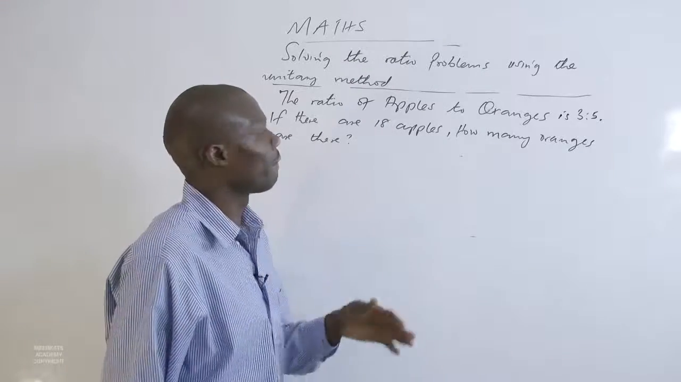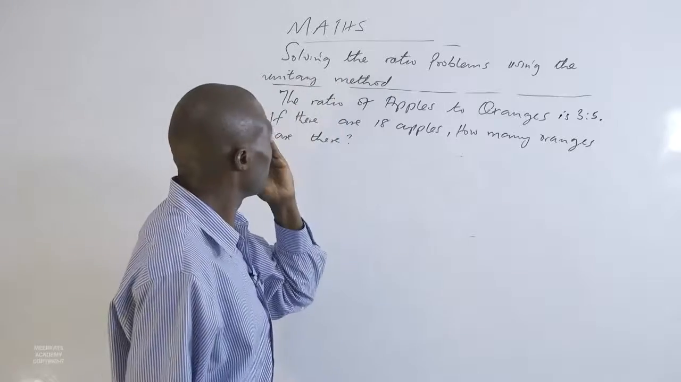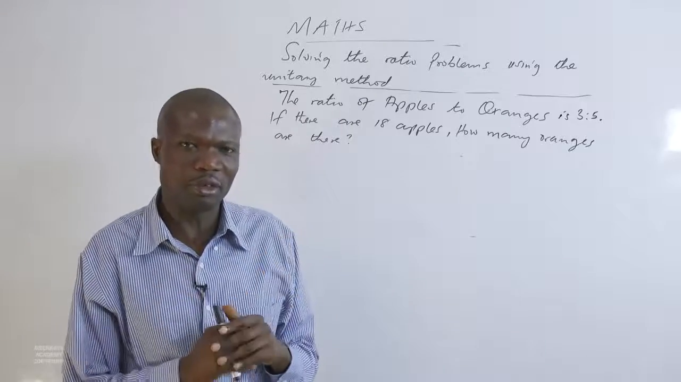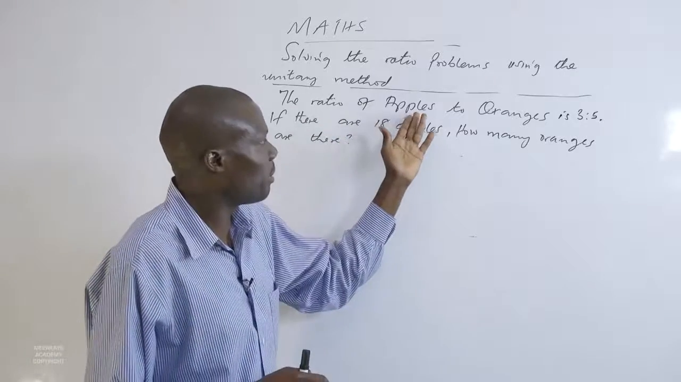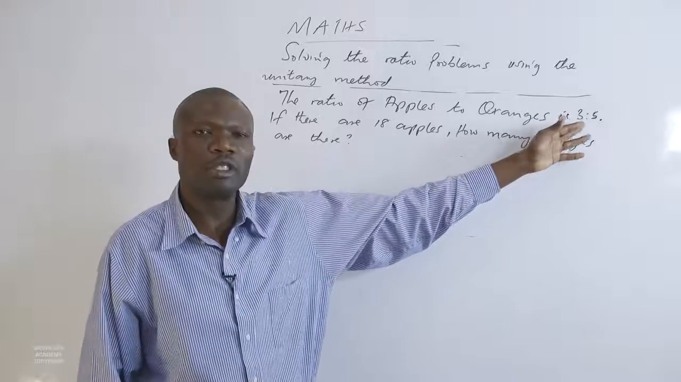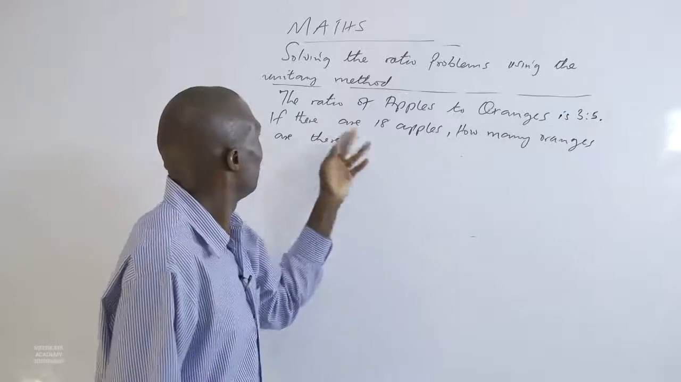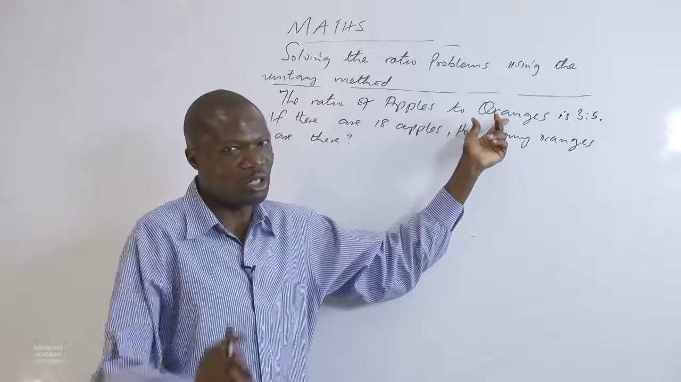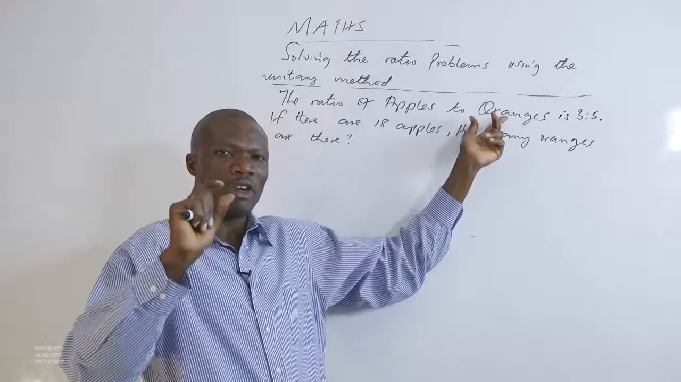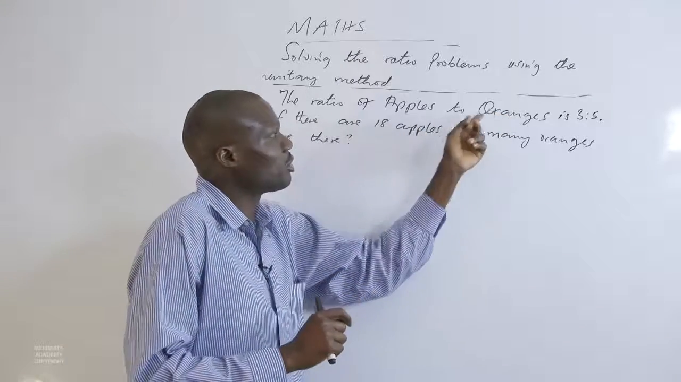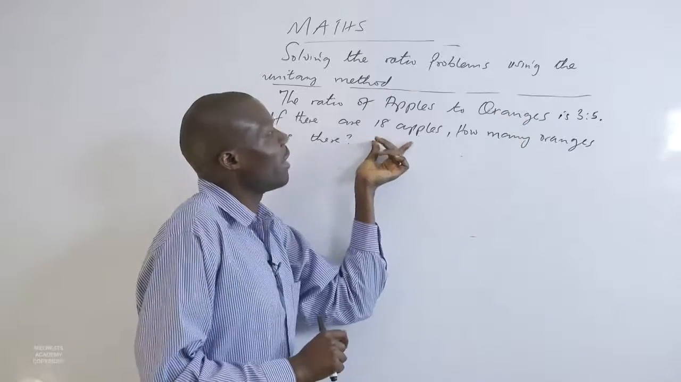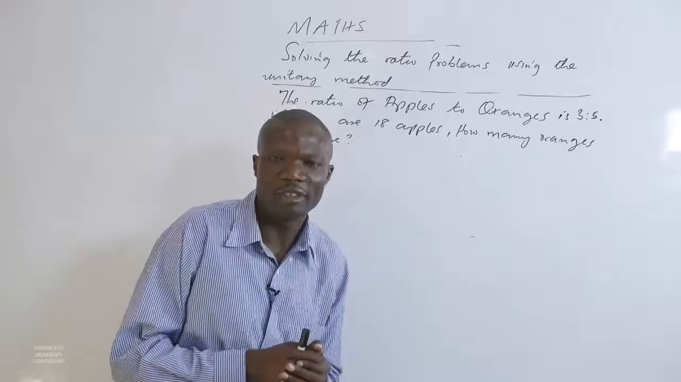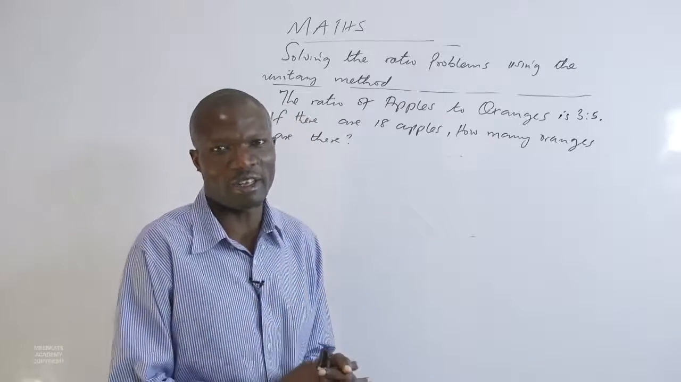Now, we want to look at solving ratio problems using the unitary method. The ratio of apples to oranges is 3 to 5. If there are 18 apples, remember the ratio of apples to oranges. We said the order is very important. So we are talking of apples to oranges, 3 to 5. There are 18 apples. How many oranges are there?